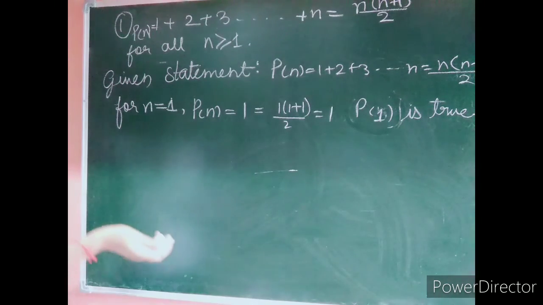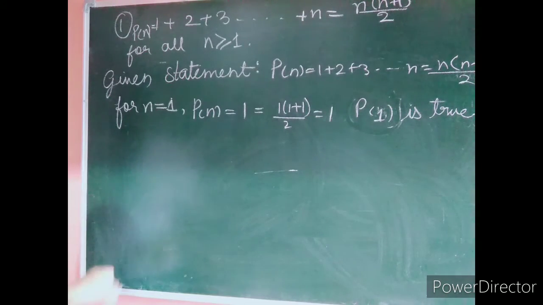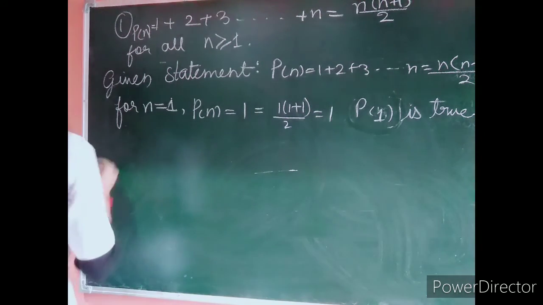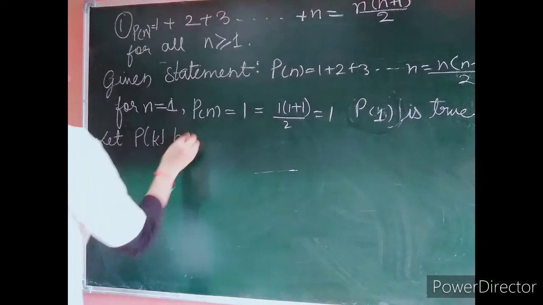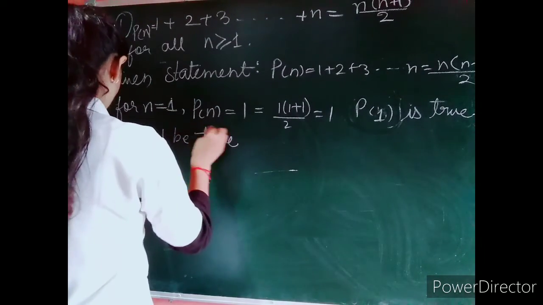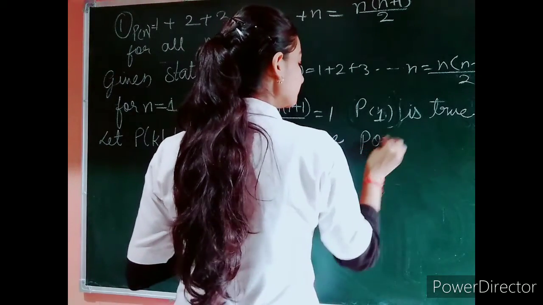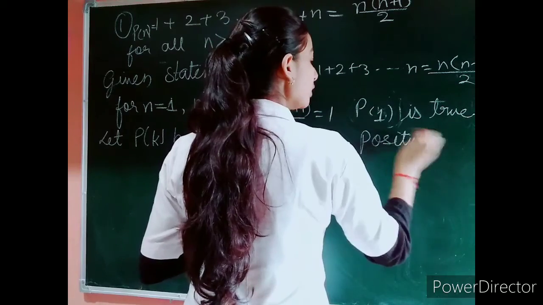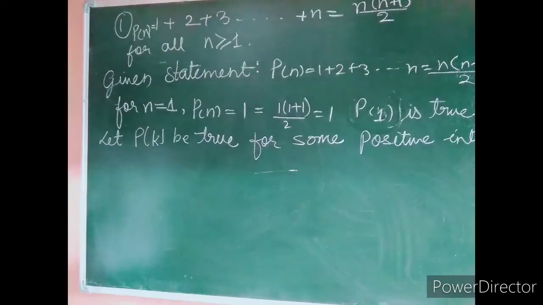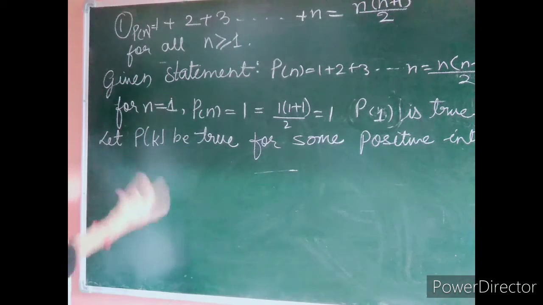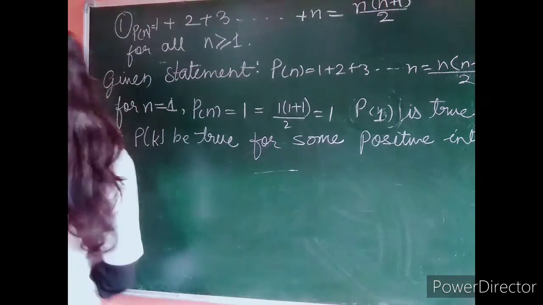Our next step is the inductive step. In this we have to put, let Pk be true for some positive integer. Now we have put Pk be true. We are assuming that Pk is true for some positive integer.